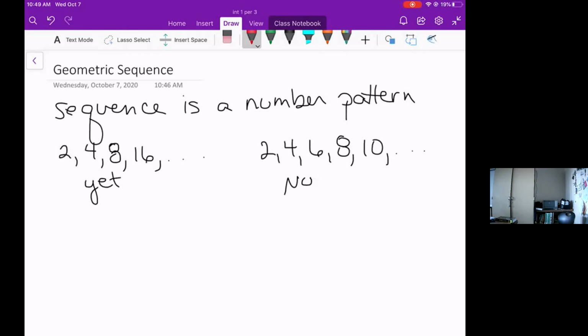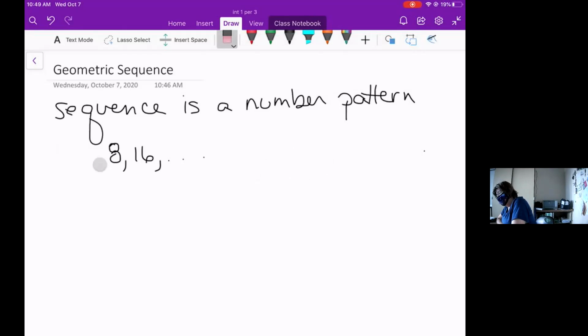What does double mean? Multiplying, all right? This one's multiplying, and this one is? What's this one doing? Adding to. A geometric sequence is where you're multiplying by that same number every single time. So a geometric sequence is a number pattern where you are multiplying by the same value. And that value is called the common ratio. We're going to learn about the other one a little bit later on.